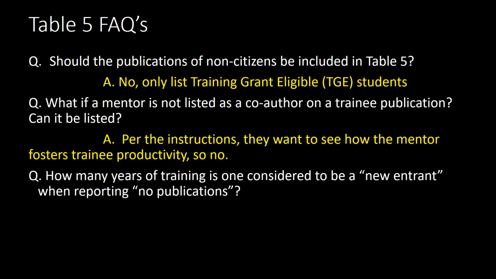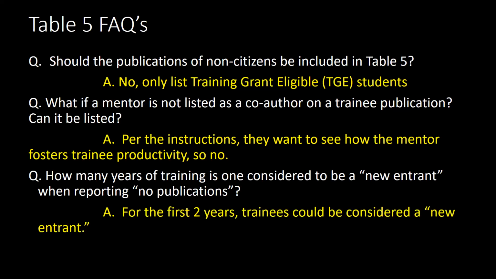How many years of training is one considered to be a new entrant? That goes up to 2 years. So the first 2 years they're in training. Sometimes they may only be in training for 2 years and then go off the training grant and start publishing after they come off, and that publication process can take up to a year. So that's how long they're considered a new entrant.